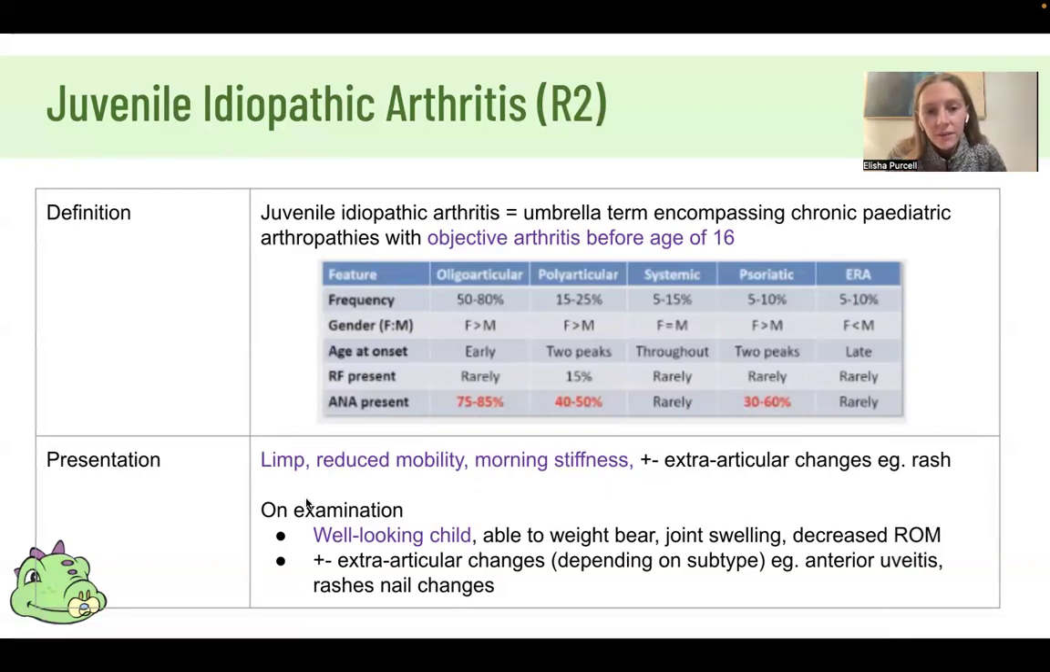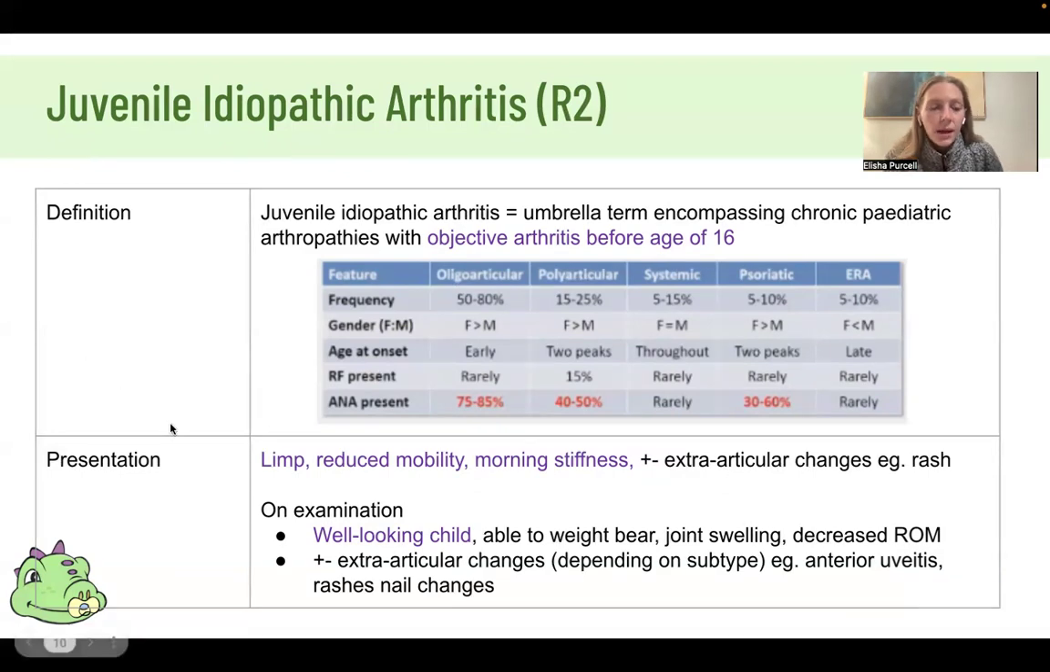I think out of this table, it's probably important to note that oligoarticular is by far the most common, and also when you think about what's present in bloods, if ANA is present, it's usually present in oligoarticular, polyarticular, or psoriatic.